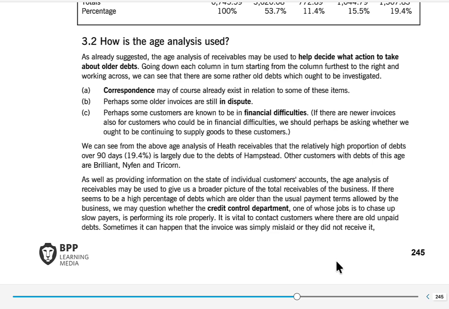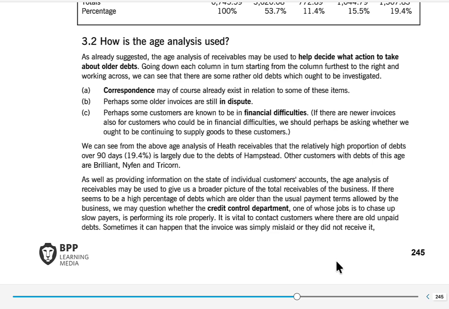Let us treat this like a real credit control meeting. What is the purpose of using the age analysis? The age analysis is used to help decide which debts to chase first and what type of action is needed for each customer. Credit control is not only about being strict, it is about being smart. You do not want to waste time chasing customers who are not overdue while ignoring the customers who are seriously late. So the age analysis helps you prioritize.